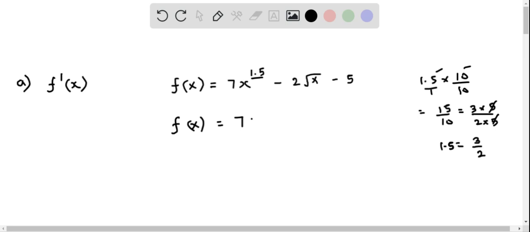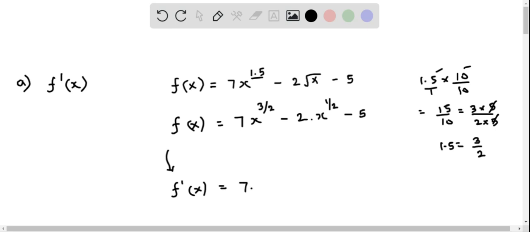I can write this as a power of x. So x raised to the power of 3 by 2, minus 2 times root x, can be written as x power 1 by 2, minus 5. Now we will do the differentiation with respect to x. So we write f prime of x. We differentiate all the terms on the right side with respect to x.